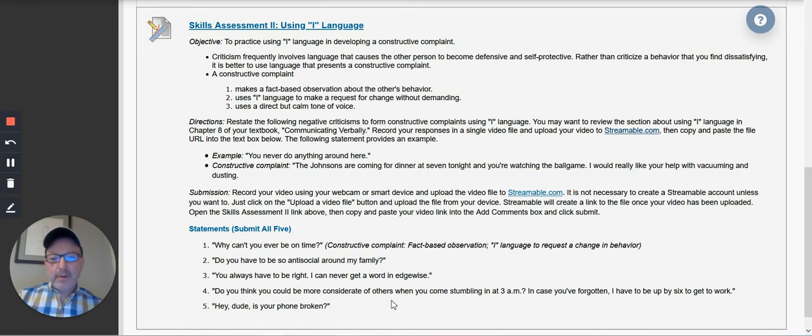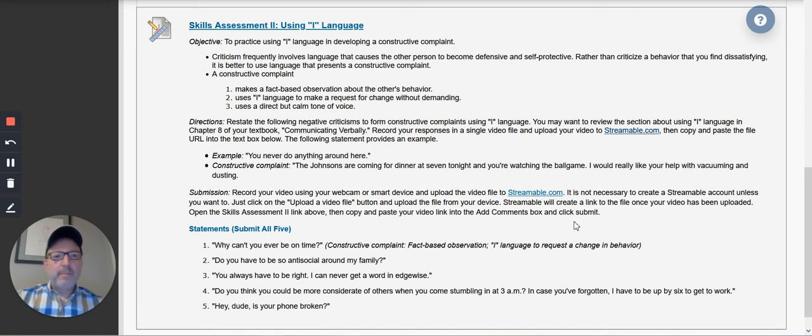So back down here to our 5 statements. Why can't you ever be on time? Do you have to be so antisocial around my family? You always have to be right. I can never get a word in edgewise. Do you think you could be more considerate of others when you come stumbling in at 3 a.m.? In case you've forgotten, I have to be up by 6 to get to work. And number 5, hey dude, is your phone broken?